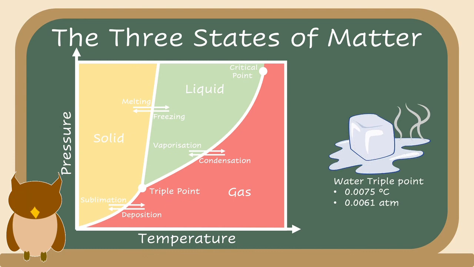In the case of water, its triple point is at 0.0075 degrees Celsius and a pressure of 0.0061 atmospheres. So at very low pressure and just above 0 degrees Celsius, water will exist in its three states simultaneously. At temperatures and pressures below the triple point of a substance, the liquid phase does not occur, and it is in these conditions that sublimation and deposition can occur.